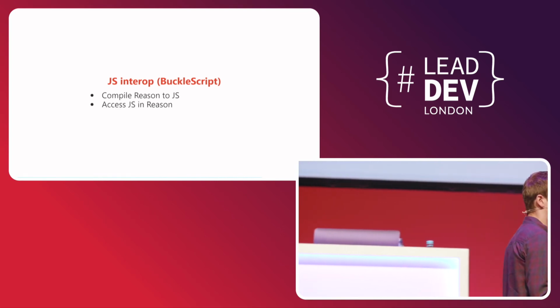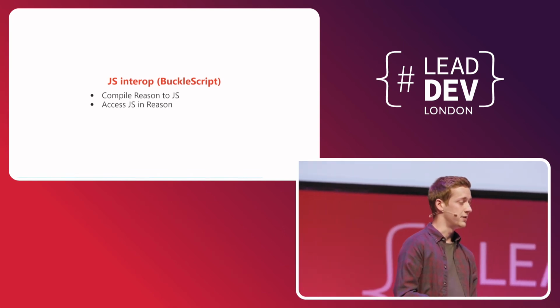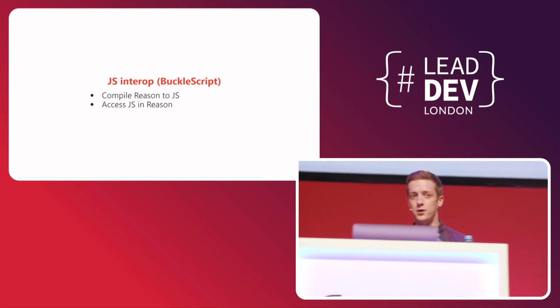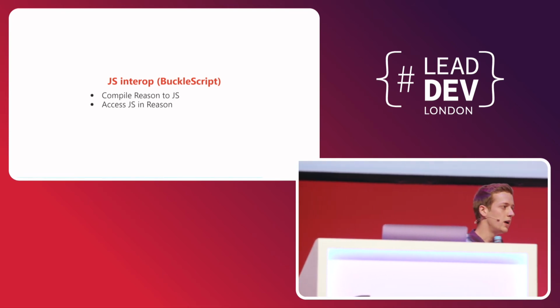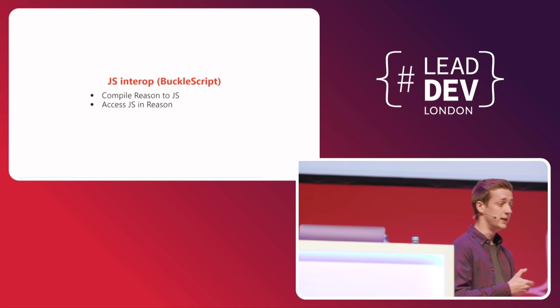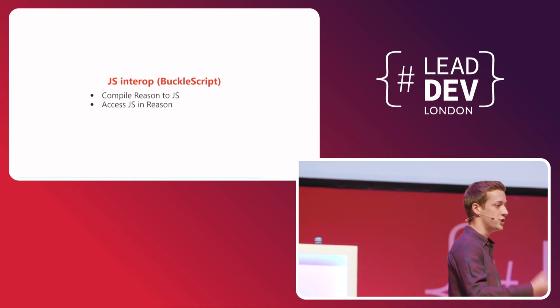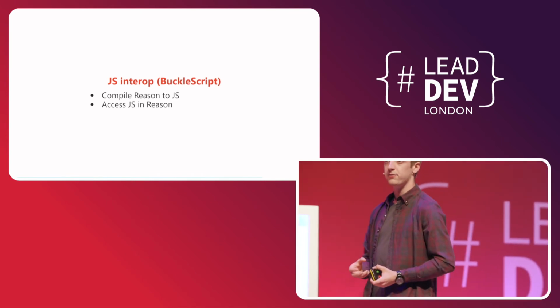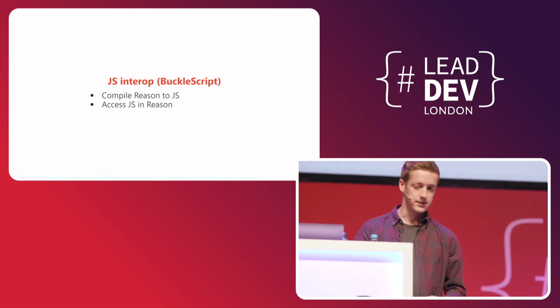BuckleScript also lets you access native JavaScript functions within your Reason code. And this is really good if you're just getting started and you're not quite familiar with the APIs yet. You don't have to spend a lot of time up front learning all these APIs. You can simply use your existing JavaScript knowledge within the Reason code. And this really reduces the learning curve when you're just getting started.